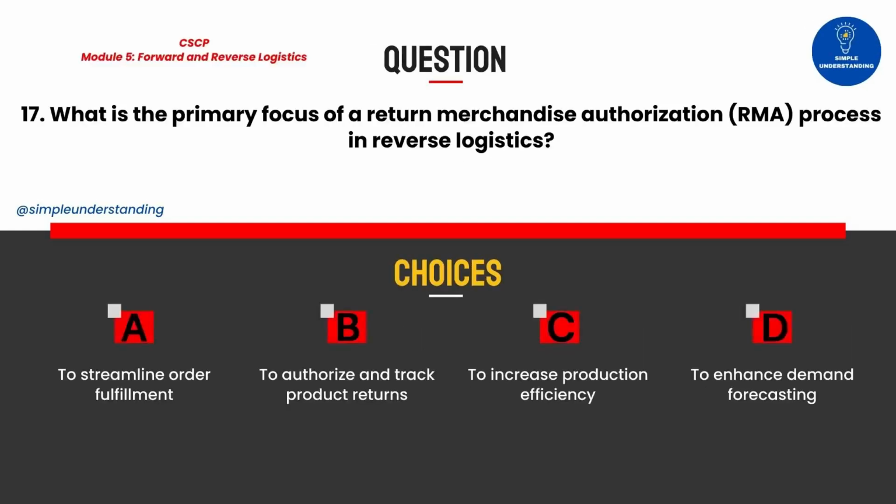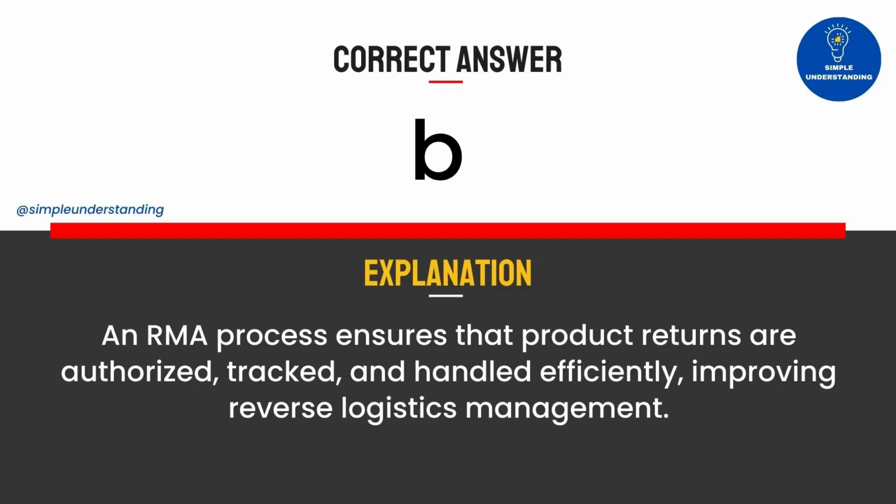17. What is the primary focus of a return merchandise authorization (RMA) process in reverse logistics? A. To streamline order fulfillment. B. To authorize and track product returns. C. To increase production efficiency. D. To enhance demand forecasting. Correct answer, B. Explanation. An RMA process ensures that product returns are authorized, tracked, and handled efficiently, improving reverse logistics management.